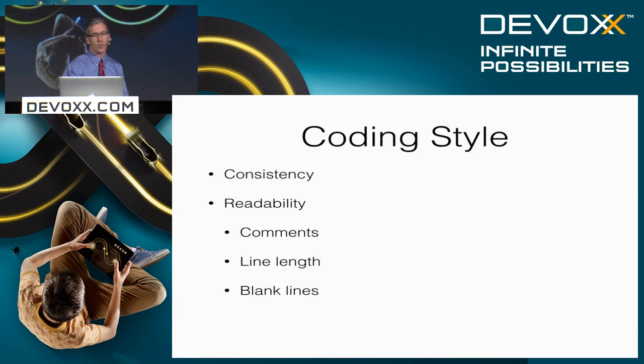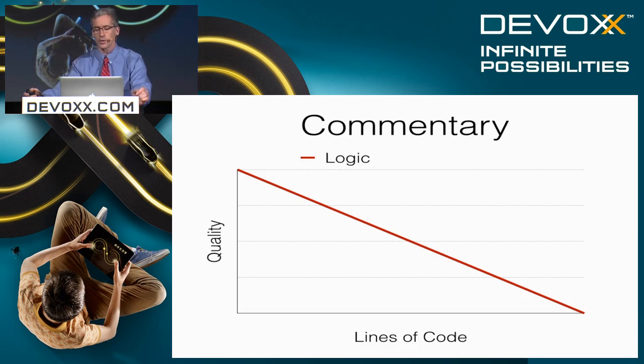I created some charts around here because I think data is so important. So here's one. So the number of lines of code decreases the quality, right?